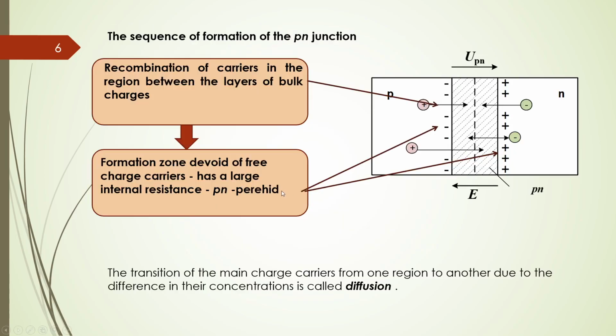The internal field E_VN of the electron-hole transition prevents the transition of the main charge carriers from one region to another, but at the same time facilitates the transition of non-basic carriers, as it will be accelerating for them. Non-basic carriers carrying out chaotic movement within the respective regions of the crystal are picked up by the internal field of the p-n junction and transferred to the regions where they are the main ones.